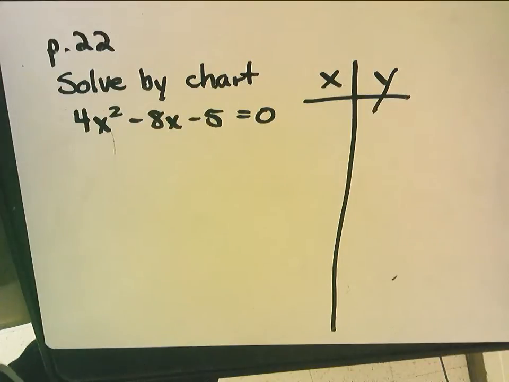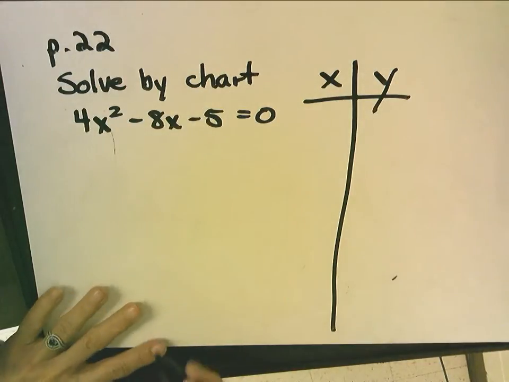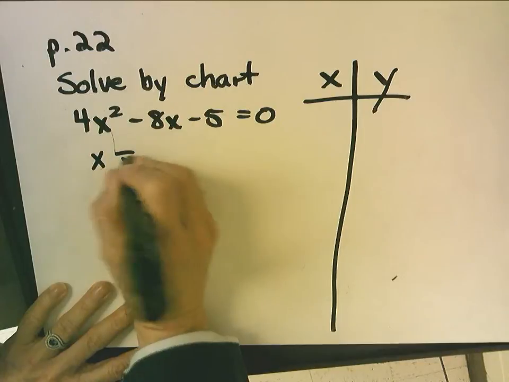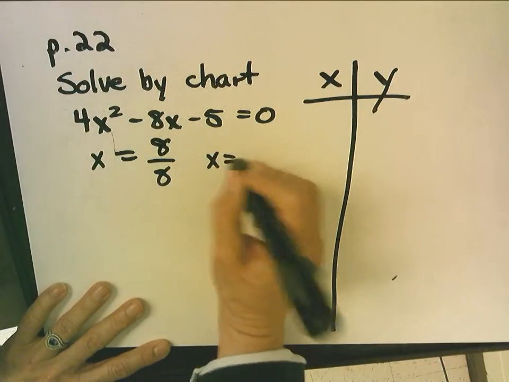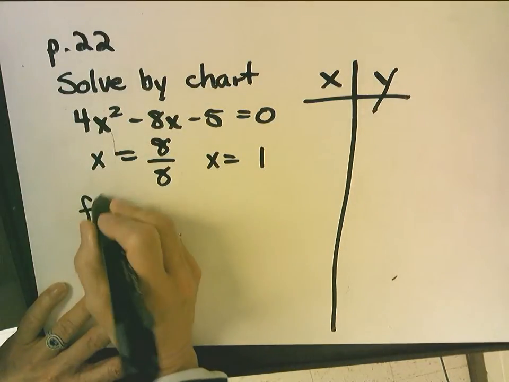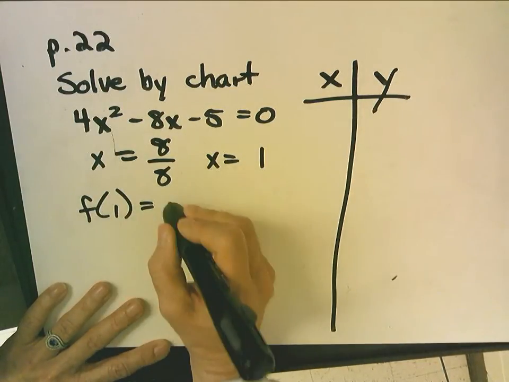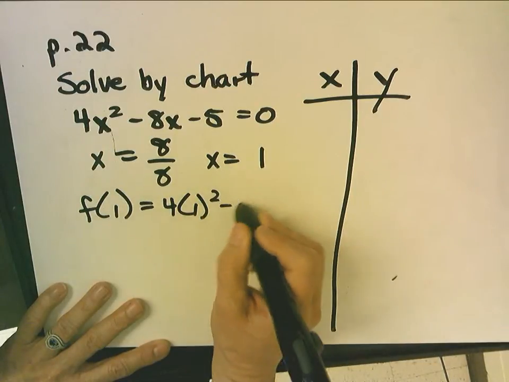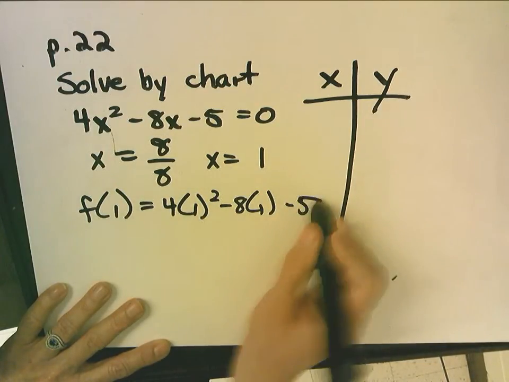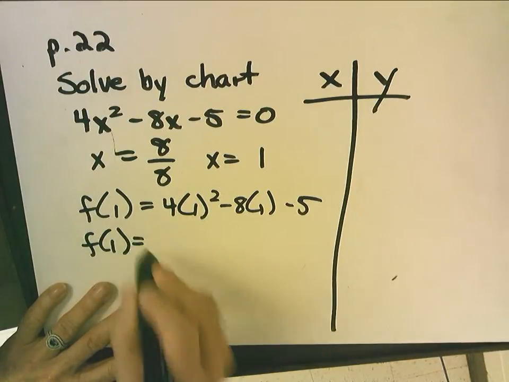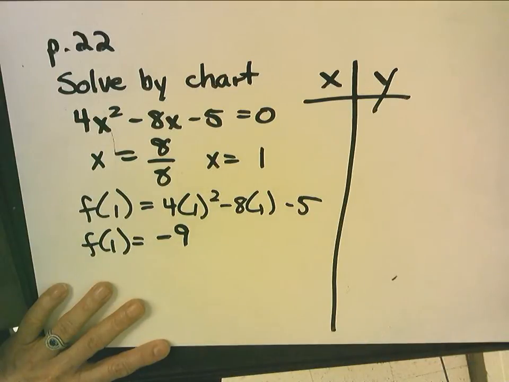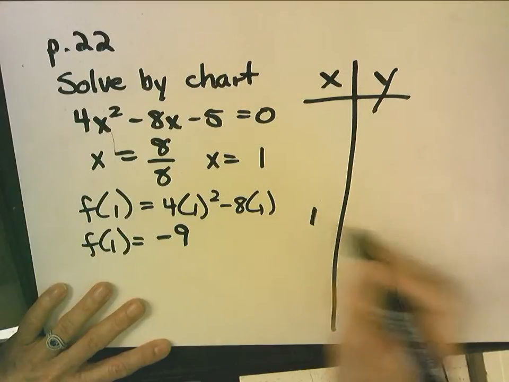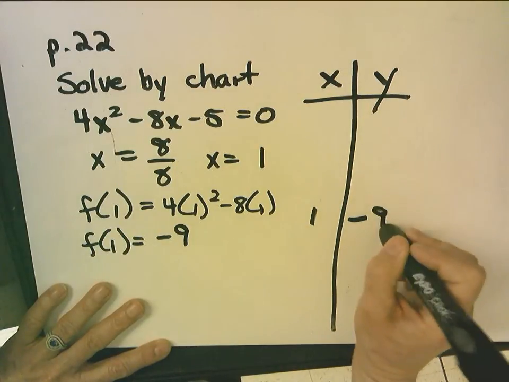4x squared minus 8x minus 5 equals 0. So first, I'm still going to find the axis of symmetry, which is negative b over 2a, so 8 over 8. So my axis of symmetry is x equals 1. When I find f of 1, I plug it in: 4 times 1 squared minus 8 times 1 minus 5. So f of 1 equals 4 minus 8 minus 5, negative 9. So I still put my vertex in the middle of the chart.